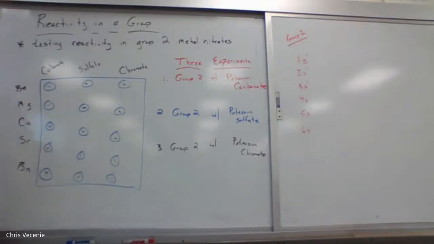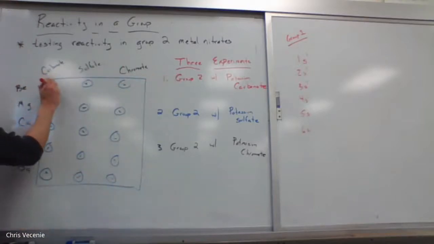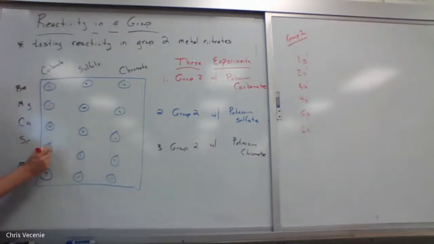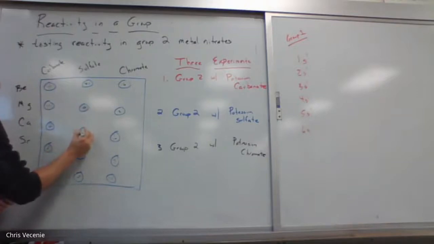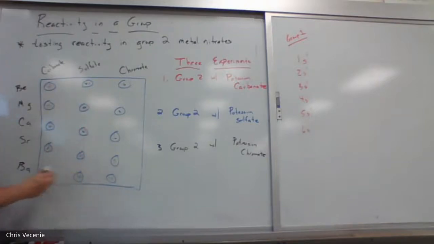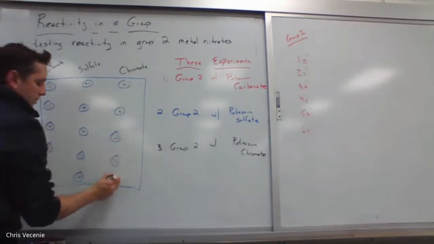Then we go and get the substance we're working with, the carbonate, and I put the carbonate in, 10 drops, but going down the column. So now each one of these group 2 elements is working with a carbonate. Then we would give them time to react. Then I would do it with the sulfate, 10 drops each. I'd give them time to react to see what happens. And then lastly, I'd go with the chromate, 10 drops each.